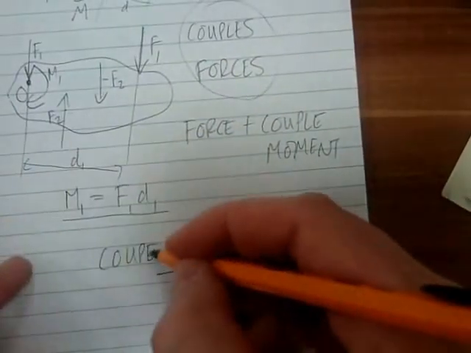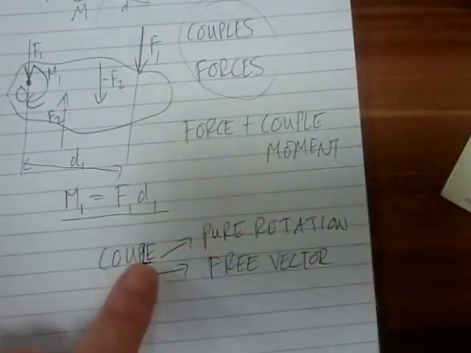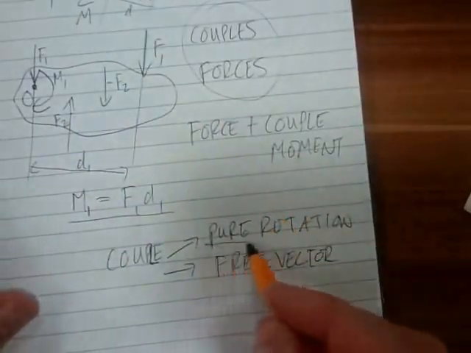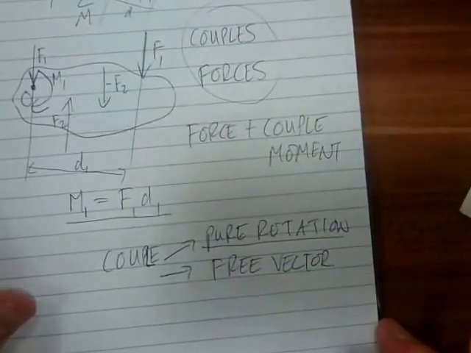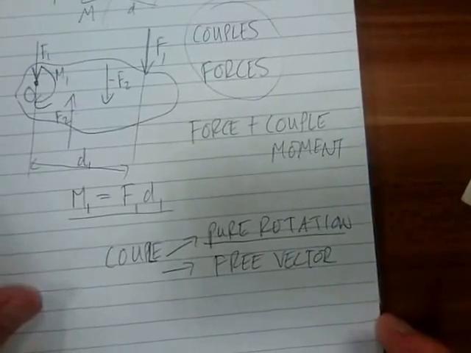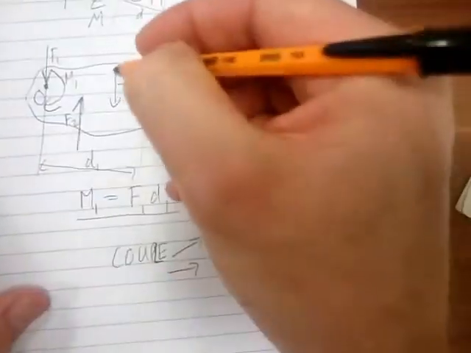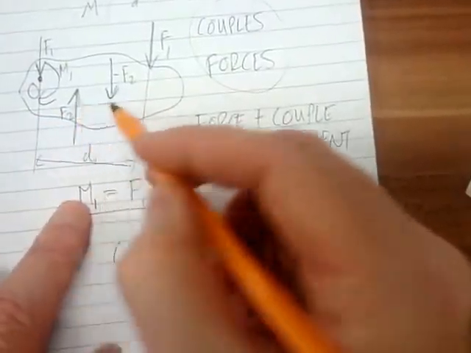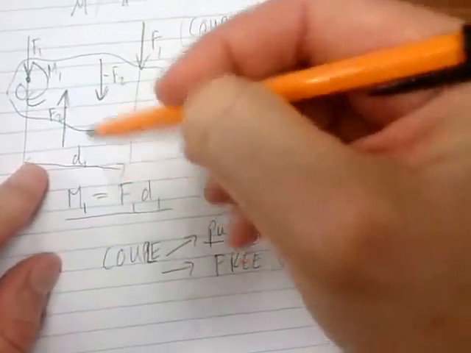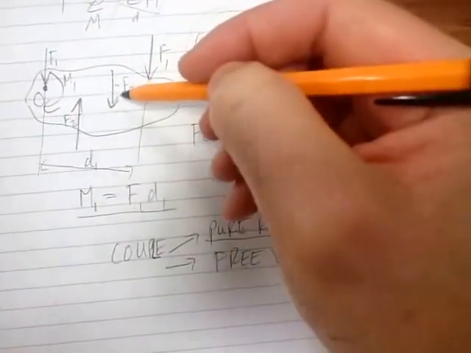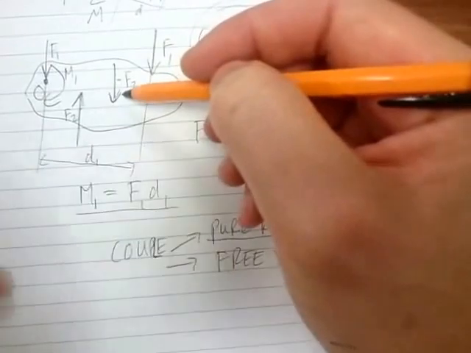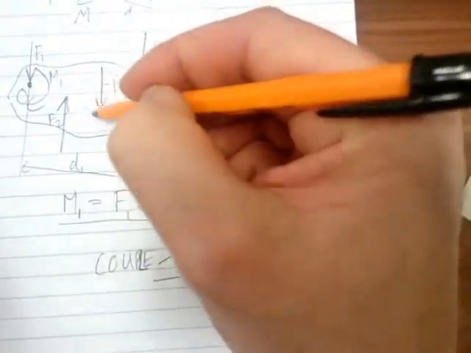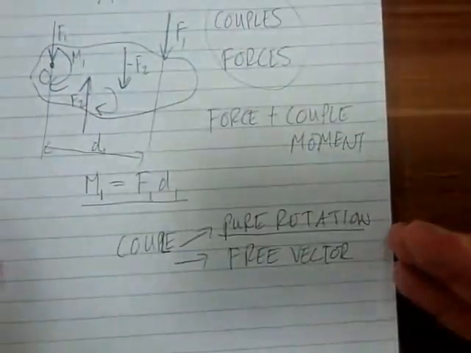But what about, sorry, that should be a couple there. What about the couple? The couple only has a pure rotational effect. Remember that? Meaning, if you look at those two forces, they cancel out any translational movement. The force down is cancelled out by the force up. So the translational effect of a couple is 0, but it only has a rotational effect.